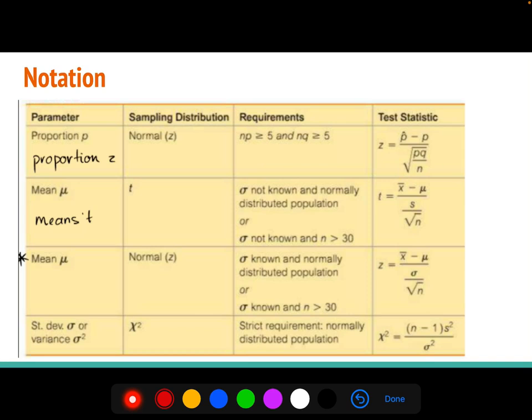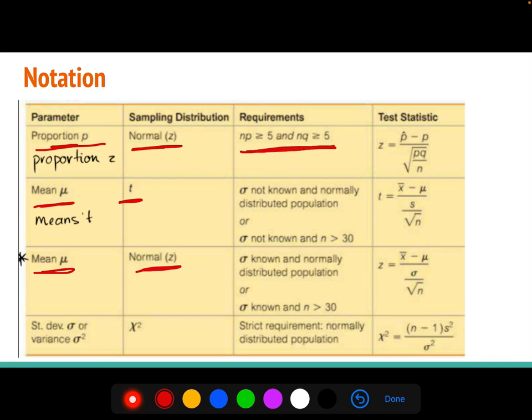If you have a parameter that's a proportion p, remember we did proportion, p, and mean, remember those parameters? Then you've got a normal distribution. If you've got a t, then you've got a t distribution. So this is the normal, which is the z-score. This one's the mean, that's a t. That's your t distribution. Here, your mean is mu, that means your z-score.